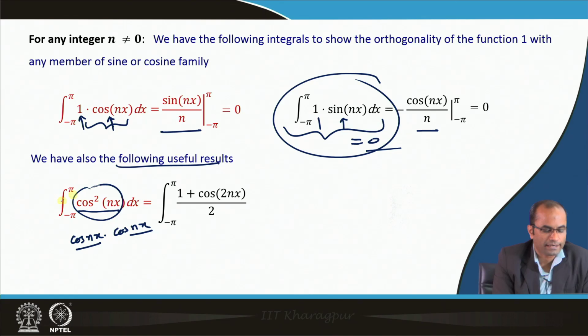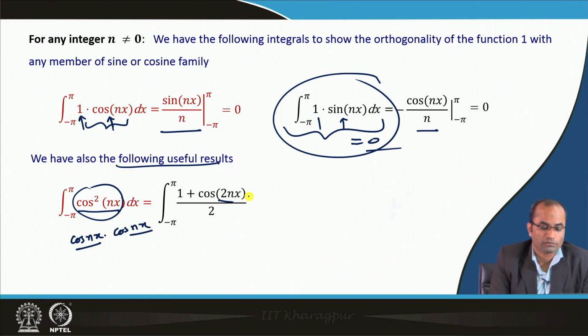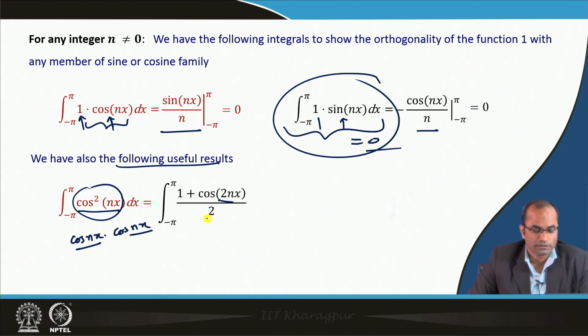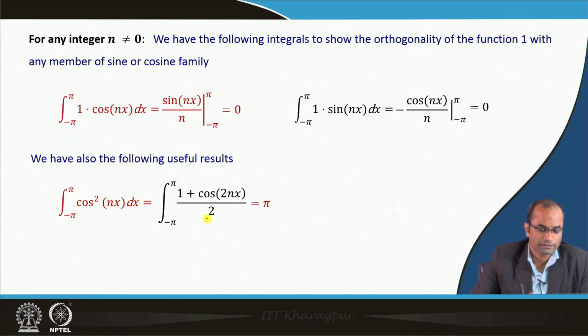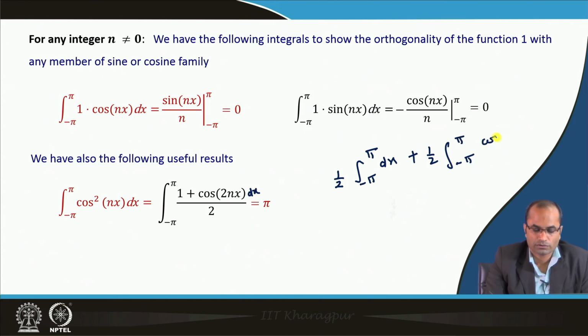So, this cos square n x we can convert into the double angle 2 n x. So, 1 plus cos 2 n x by 2, with the trigonometric identity we have this result, and then this value comes to be pi. How pi? The first integral is half, integral from minus pi to pi, dx. And the second one is plus again half, integral from minus pi to pi of cos 2 n x dx.